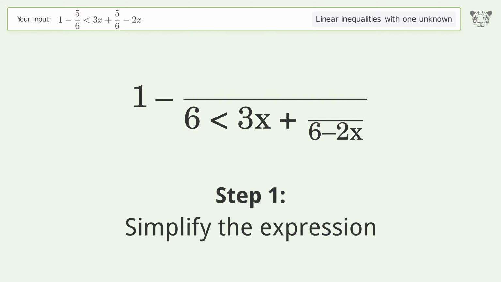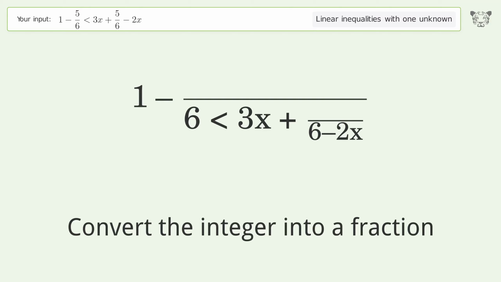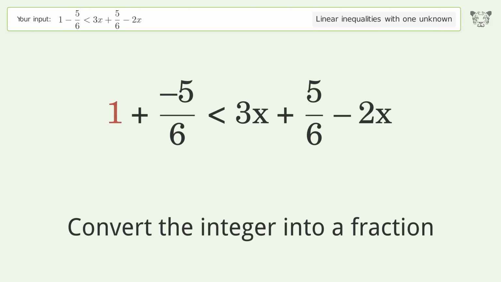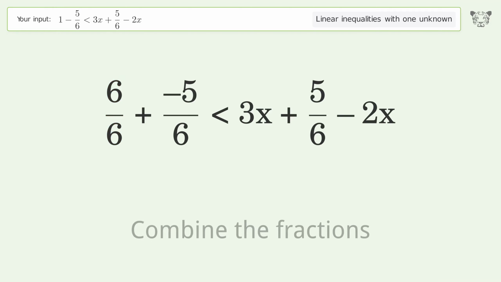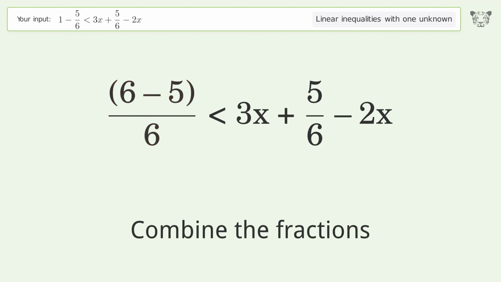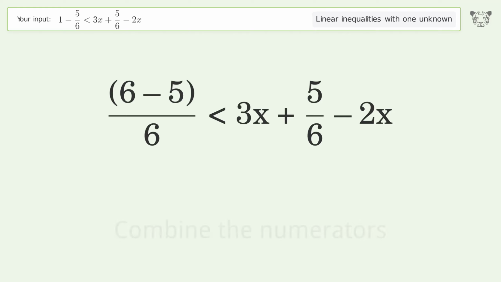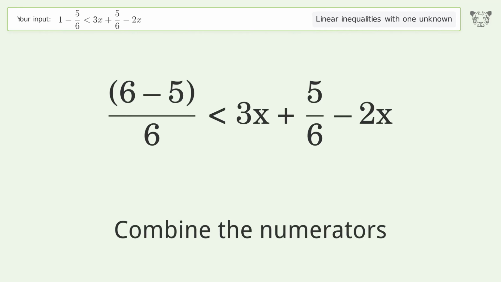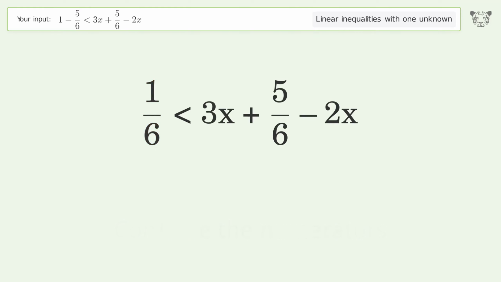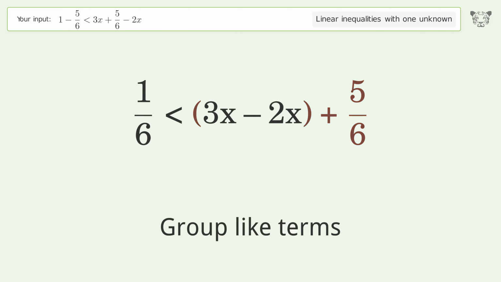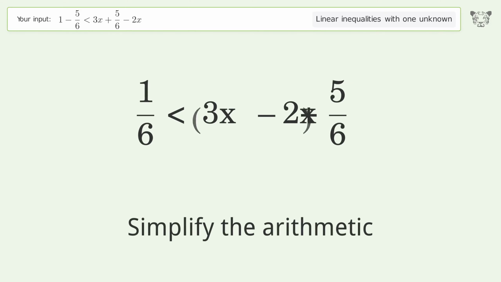Simplify the expression. Convert the integer into a fraction. Combine the fractions. Combine the numerators. Group like terms. Simplify the arithmetic.